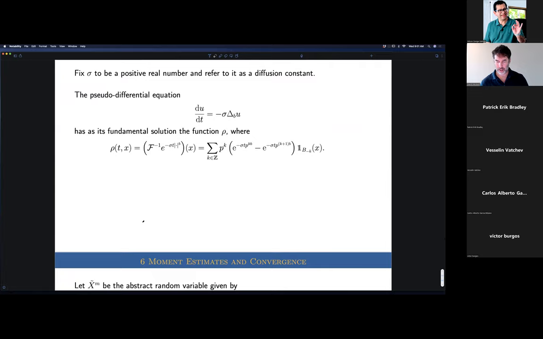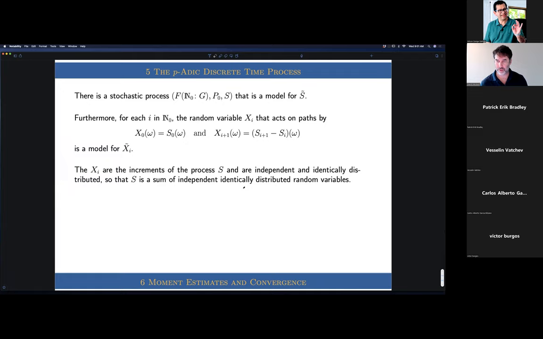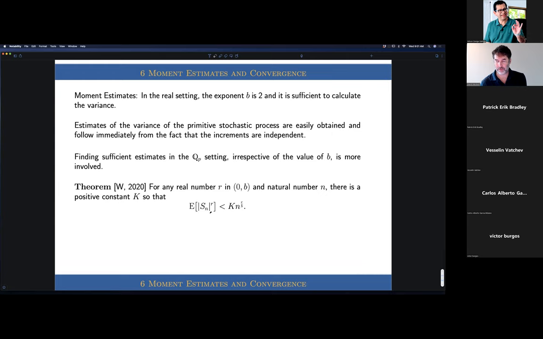Let me see if I have it written here in the notes. Yeah, so I'll skip some slides because we don't need to go to the details. Let me mention one thing first: when you calculate the expected value of the primitive process, you end up with this inequality. This is the hardest calculation made in the paper, where you actually have to calculate this moment. And it's a very fine estimate. You need to make sure that it's k times n to the r over b. And this will give you the uniform estimates on the moments of the embedded processes.